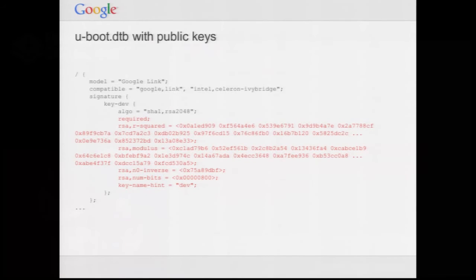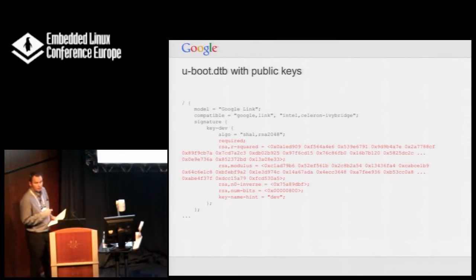Well, the public keys get put into the U-Boot device tree file. That's going to have to go in your root of trust so that it can't be changed, because if someone can change the public key, of course, all bets are off, right?